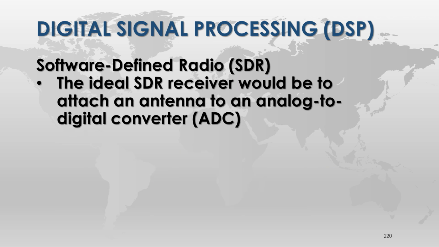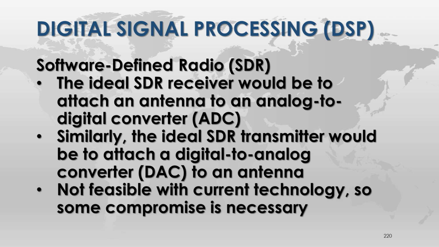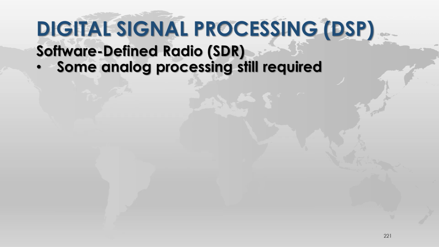The ideal SDR receiver would be to attach an antenna to an analog to digital converter. Similarly, the ideal SDR transmitter would be to attach a digital to analog converter to an antenna. Not feasible with current technology. This might be an old slide. We're getting closer, but it's still not real close. So some compromise is necessary. Some analog processing is still required. The future is an all-digital radio.